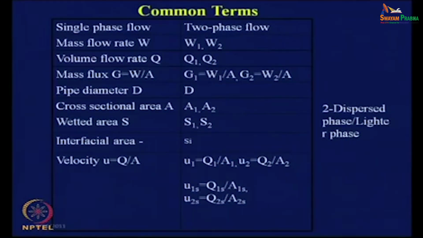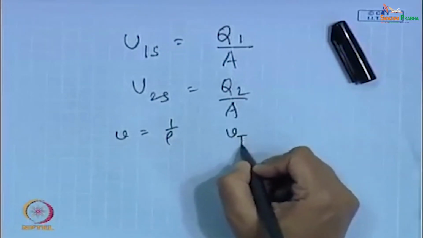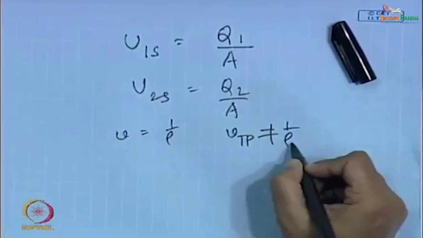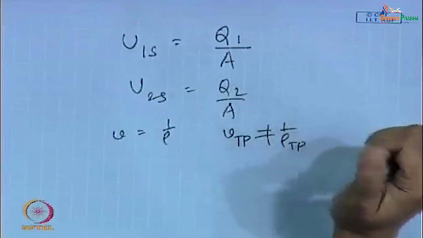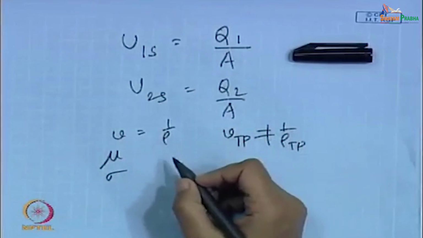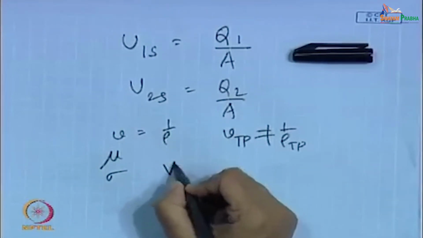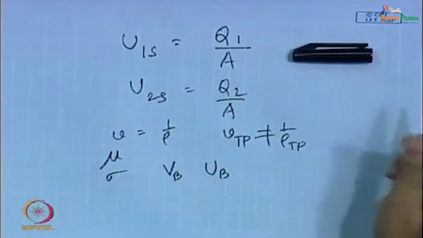Apart from the definitions, viscosity is referred to as mu, surface tension as sigma, volume as V. When it is a specific volume, it is small v, which is nothing but 1 by rho. So, in this particular case, we have VTP, which is definitely not equal to 1 by rho TP. This I mention almost every class just because it is so very important. And then we have a mu, a sigma, and usually when we refer to bubbles, the bubble volume is referred to as VB, the bubble velocity as UB, and things like that.